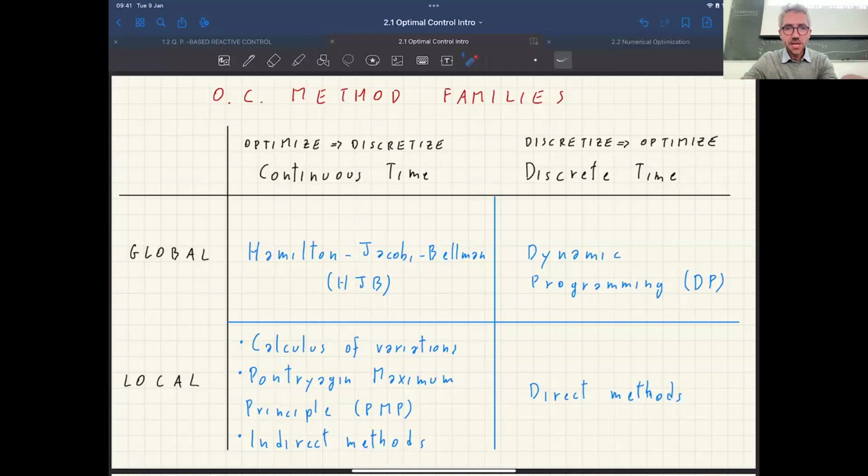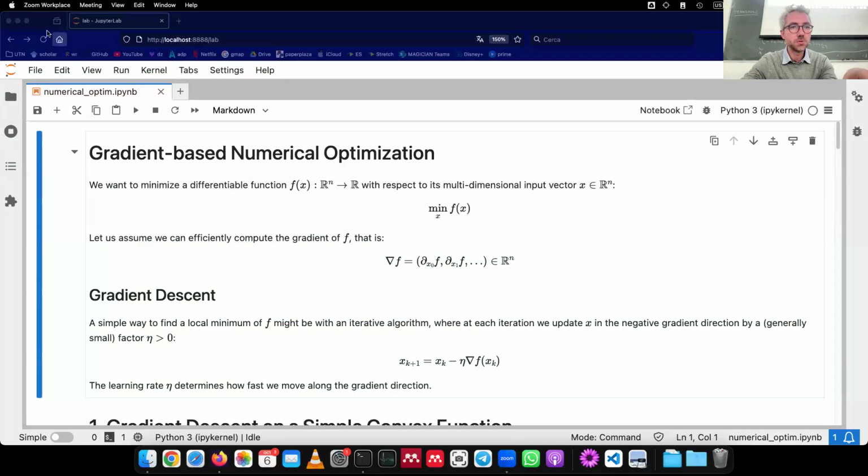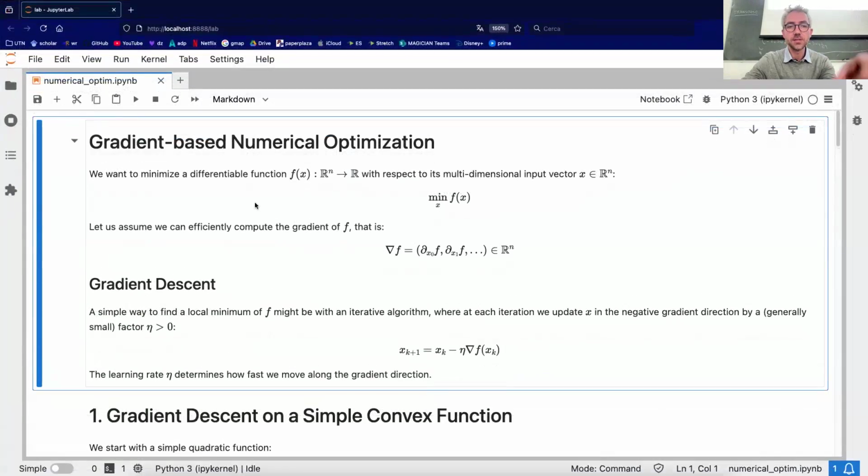We don't have much time left, but we have some time. So I've prepared a notebook to try to make this quite lightweight and interactive.